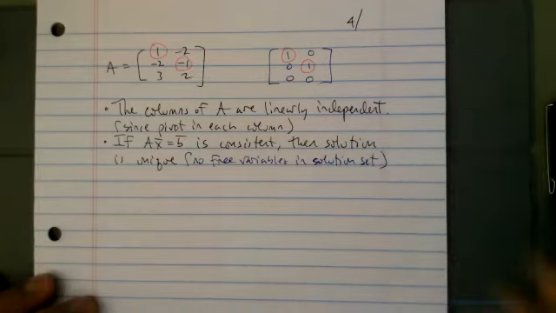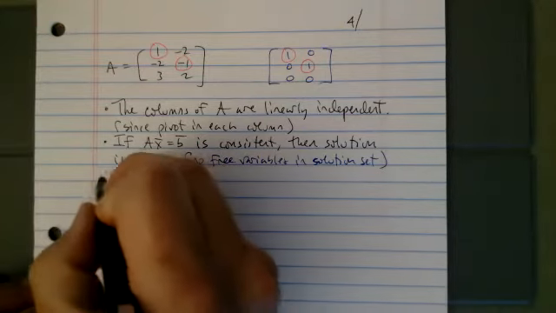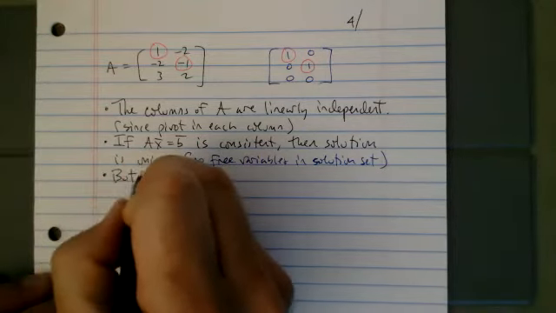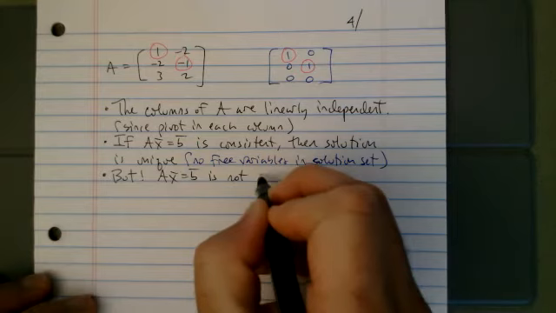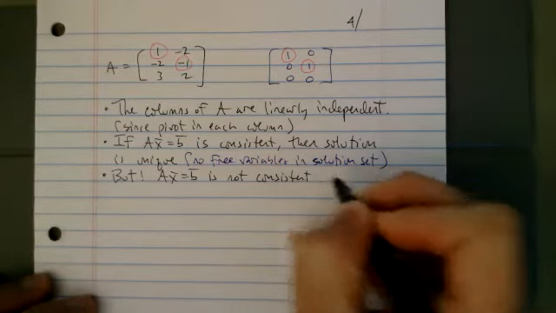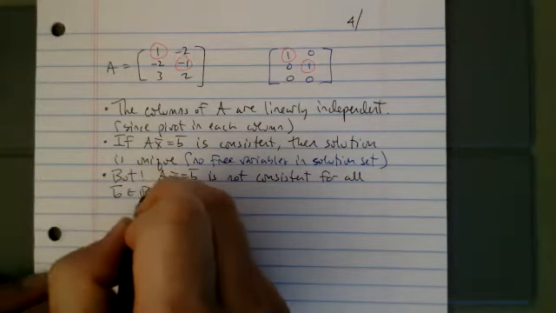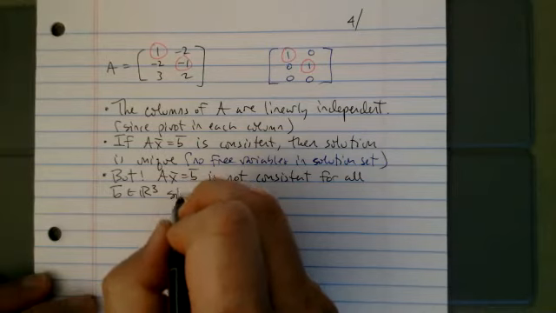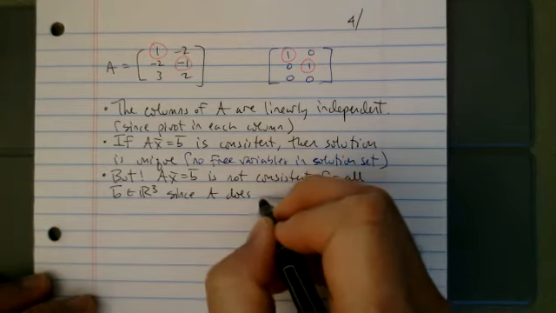But we also know that AX equals B is not consistent for all B in R3, because A does not have a pivot in each row. AX equals B is not consistent for all B in R3 since A does not have a pivot in each row.